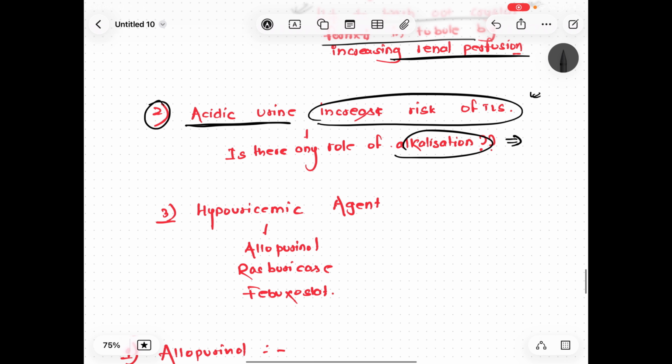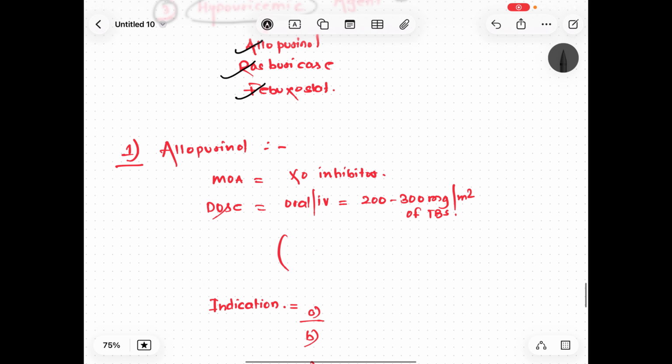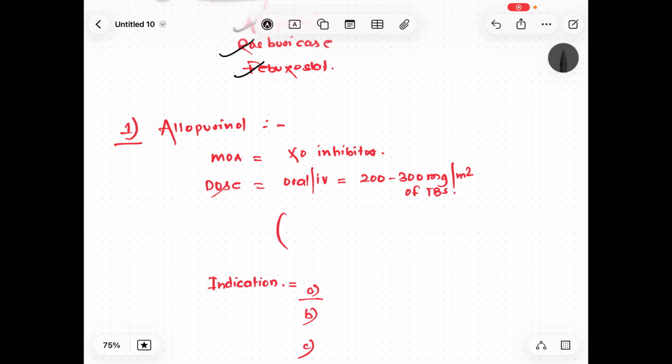Now, third, coming to the hypouricemic agents. These include allopurinol, rasburicase, and febuxostat. We will discuss these three individually. First, coming to allopurinol. The mechanism of action is xanthine oxidase inhibition.